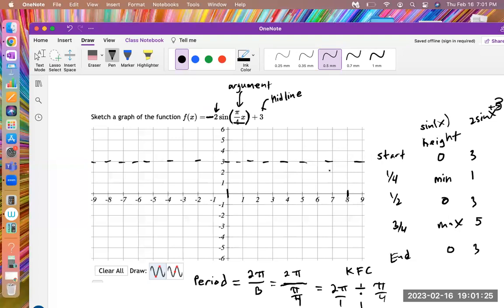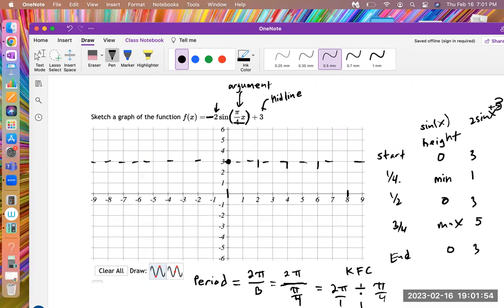So halfway through would be at 4, a quarter of the way through would be at 2, and 6 is 3/4 of the way through. Those are our crucial points that we must graph. So we already have it set up. At the start, we're going to be at 3. So the graph is going to be at 0 on the x-axis and at 3 on the y-axis.